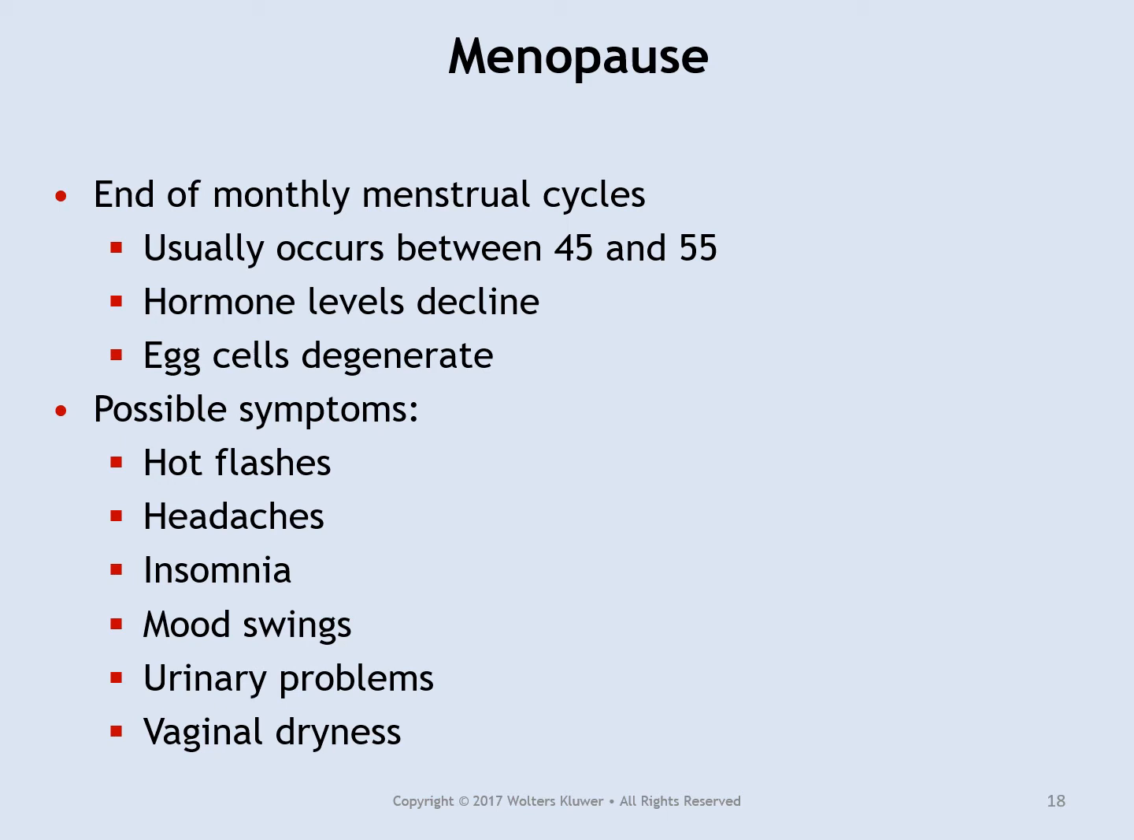At menopause, the menstrual cycles stop for that person's lifetime. The age usually occurs between 45 and 55. Hormone levels in general decline because a woman does not need to support a pregnancy, so she doesn't need the progesterone and estrogen, and the remaining egg cells degenerate. So symptoms are hot flashes, headaches, insomnia, mood swings, urinary incontinence, and vaginal dryness.